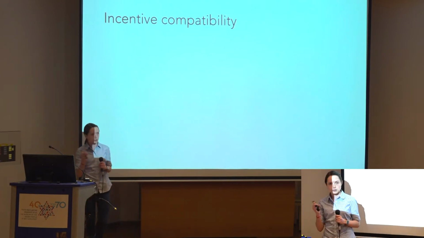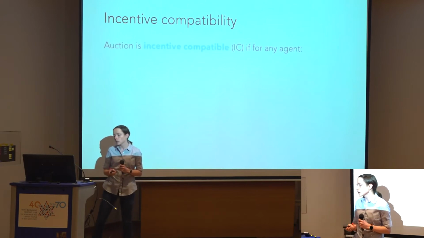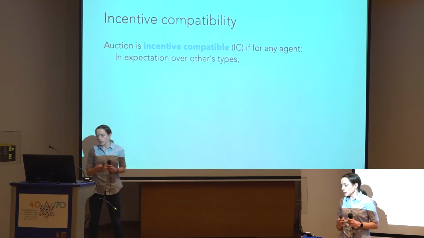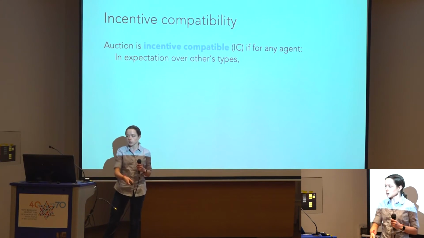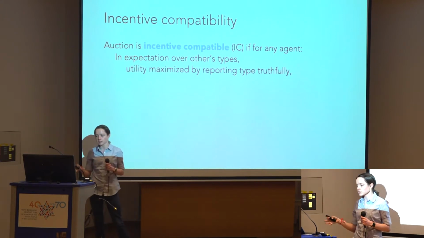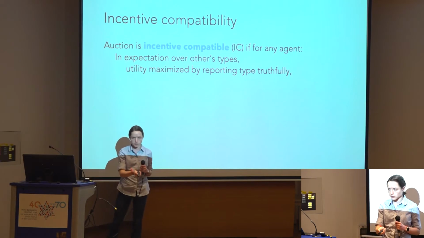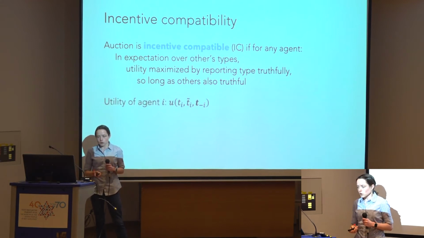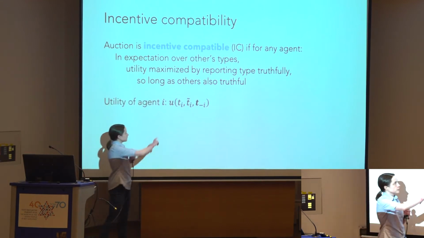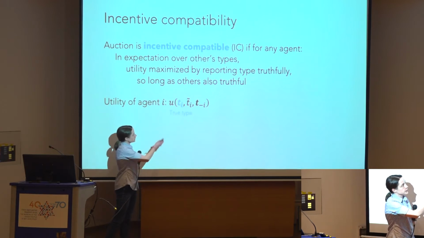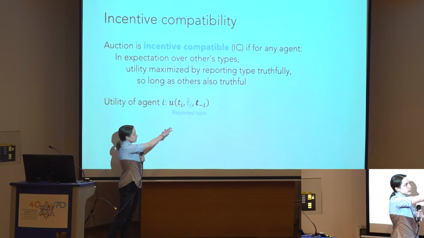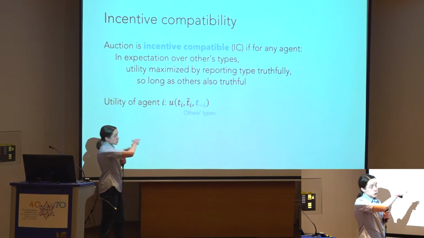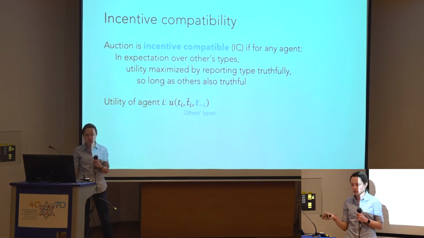Okay, so now I'm going to a little more formally define incentive compatibility. An auction is incentive compatible if for any agent I, in expectation over the other agents' types, their utility is maximized by reporting their type truthfully, so long as all the other agents are also truthful. I'm going to denote the utility of agent I as this function u, where Ti is agent I's true type, Ti tilde is their reported type, and T minus I is the other agents' types. We're assuming that they report truthfully in this definition of incentive compatible.